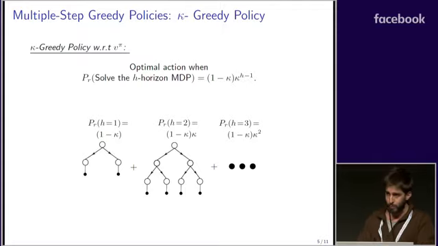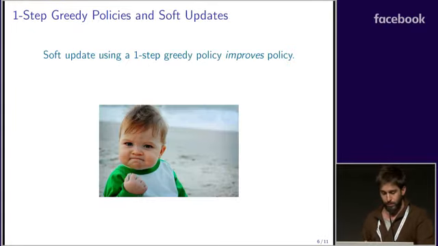In order to use both the h and kappa greedy policy in online approximate RL, which we want to do here, we need to generalize a basic fact about one-step greedy policies and soft updates. Specifically, that soft update using a one-step greedy policy always improves the current policy.